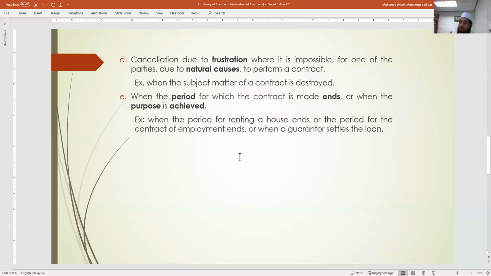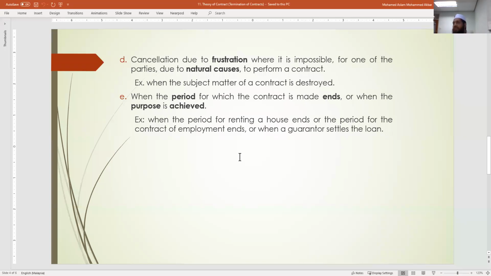Again, let's say you made the agreement and you already paid, and you are waiting for the delivery. Suddenly something happened on the way, so the product has been destroyed, because this is not by the willingness of the seller. It happened because of a natural cause, or maybe God's willing, right? So because of that also, the contract can be cancelled.